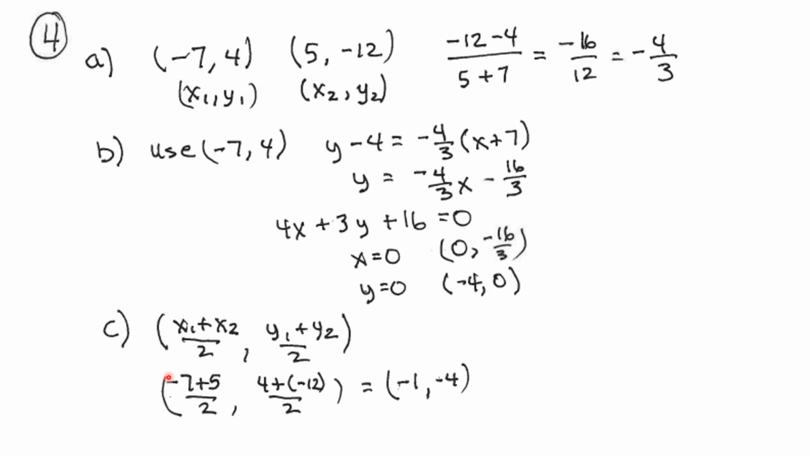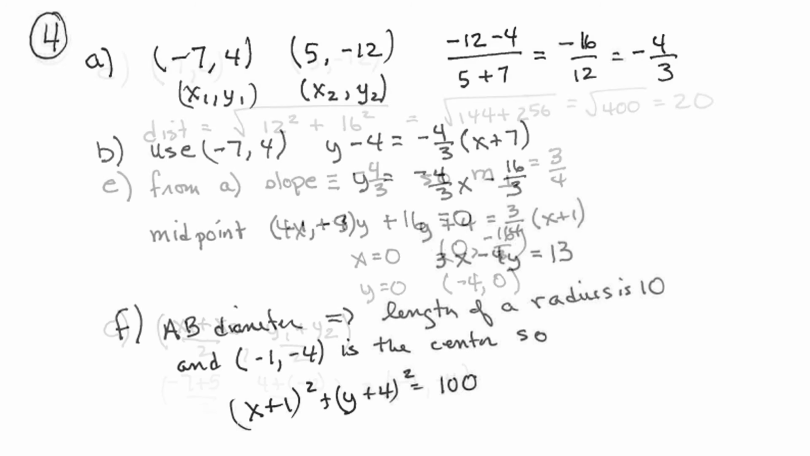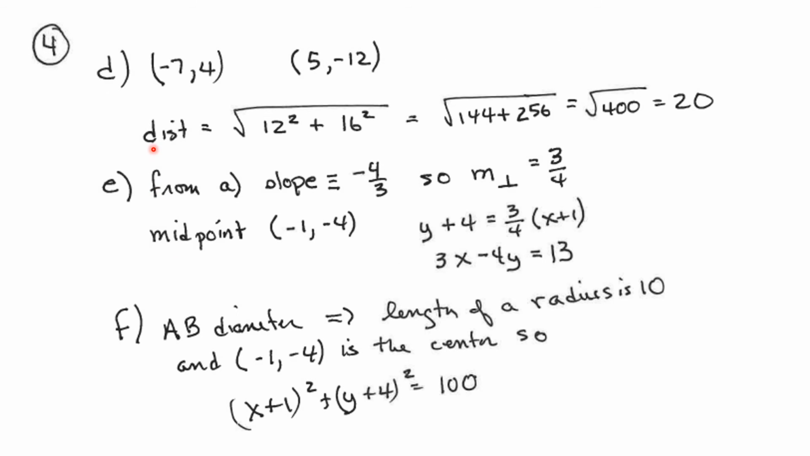Part C, we use the midpoint formula, which is adding the x's together, dividing by 2, and adding the y's together, dividing by 2. If we do this, we find the answer is minus 1, minus 4. Here we want to find the distance between these 2 points. We use the distance formula, and so this is the square root of the difference between the x coordinates whole squared plus the difference between the y coordinates whole squared, and the square root of 400 is 20.